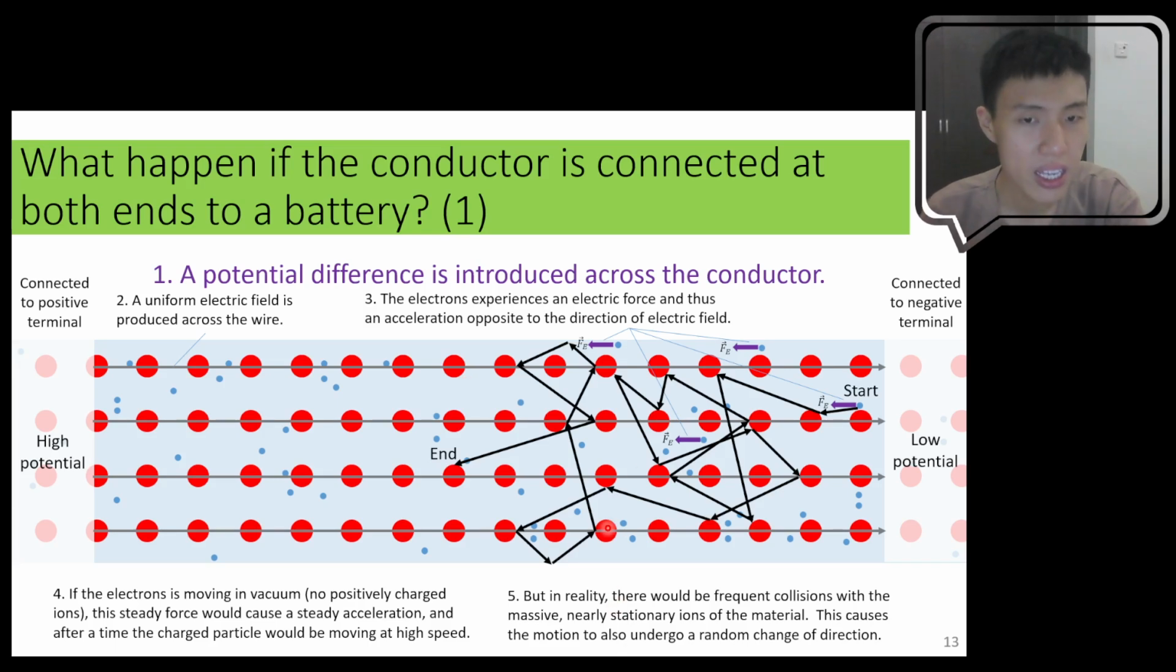But in reality, there's positive ions in the conductor, right? So there will be frequent collisions with the massive near-stationary ions of the material. All these positive ions are technically not moving, so you're really colliding with them. But because these positive ions are very big, they will not budge. So only the electron will change direction. The positive ion will just stay there. So you'll be bouncing around and around. There's a random change of direction of the electrons due to all these collisions with the positive ions.